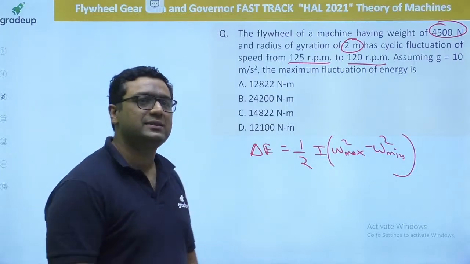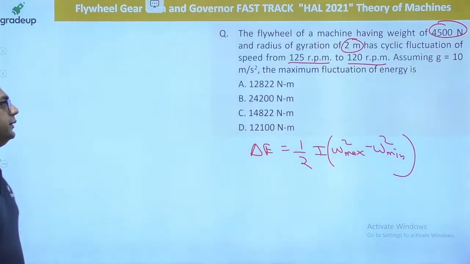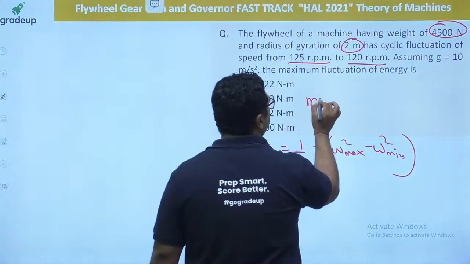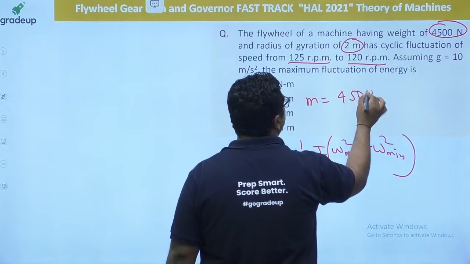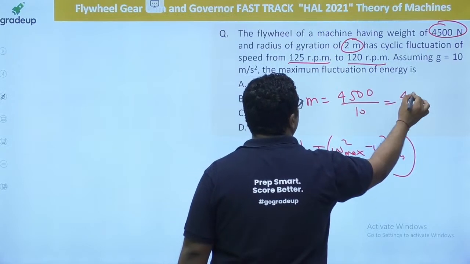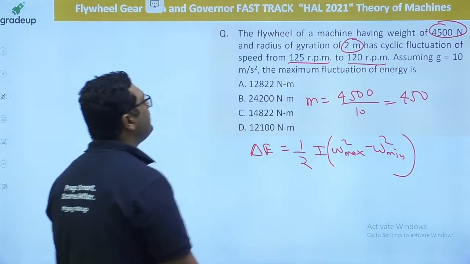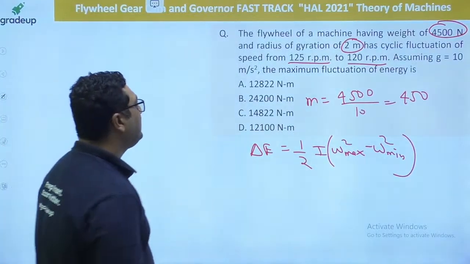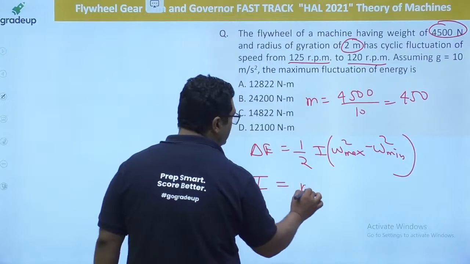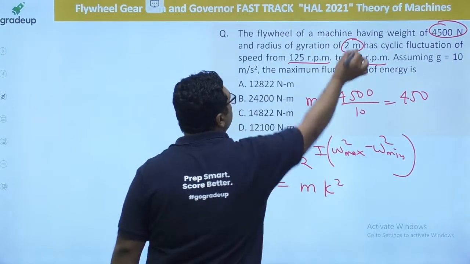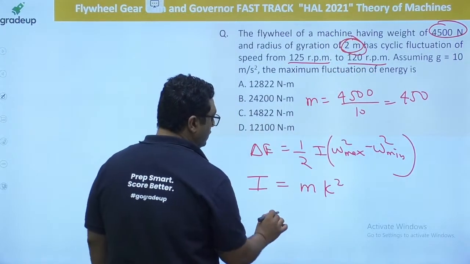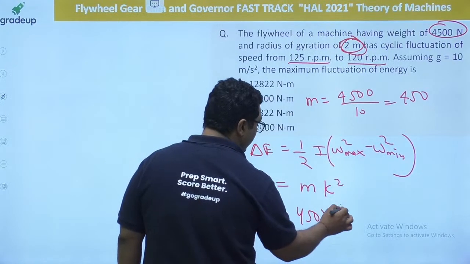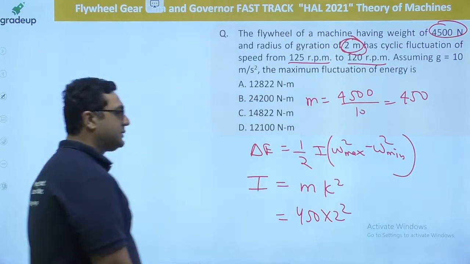Solve this question, guys. For the flywheel of the machine, first of all, find out the mass. Mass will be 4,500 divided by 10. It is 450. And you basically need to find out I. You know that I is given as m k square, because the radius of gyration is also given to you. So it is going to be 450 into 2 square.